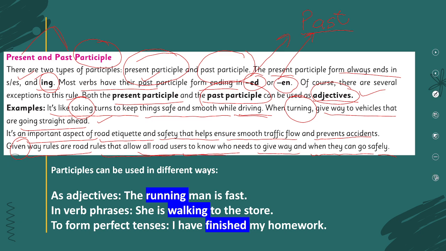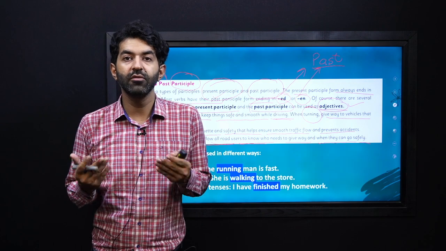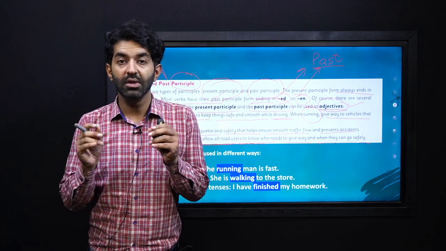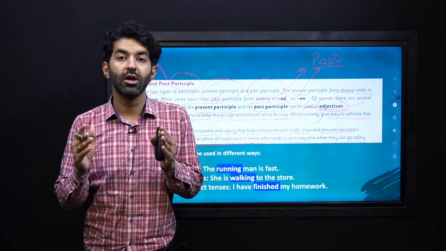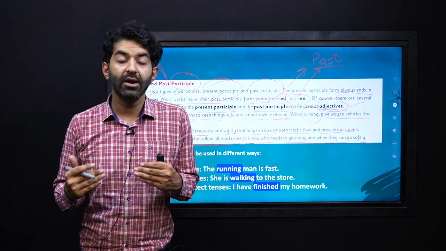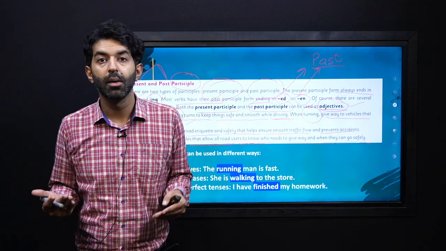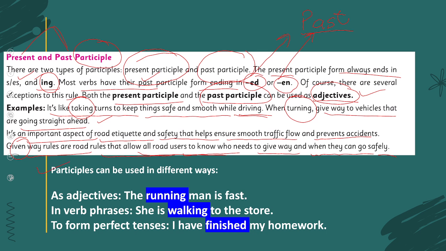Now, all these words, when they are used in the past form, like the word given, given way, this word is actually a past participle. And when we are talking about words ending with ing, but they are acting as adjectives, we call them present participles. Now, we can use the participles in different ways.